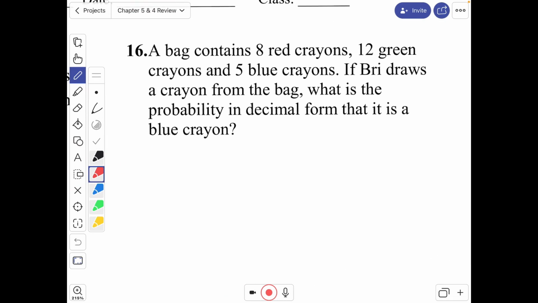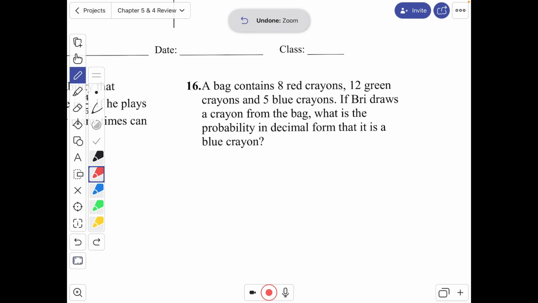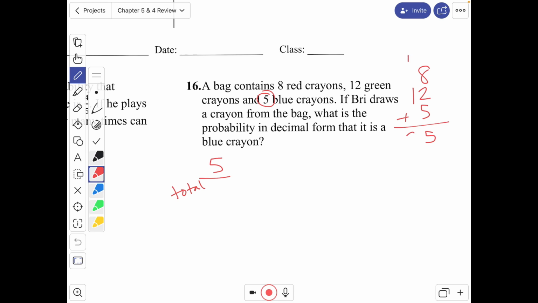Sorry, 16. A bag contained 8 red crayons, 12 green crayons, and 5 blue crayons. If Bree draws a crayon from the bag, what is the probability in decimal form that it is a blue crayon? Well, there's 5 out of, what's my total? I'm going to have to add all of them up. 8 plus 12 plus 5. That makes 25.